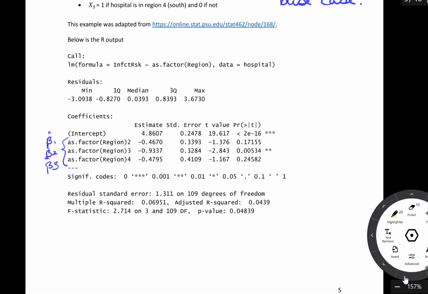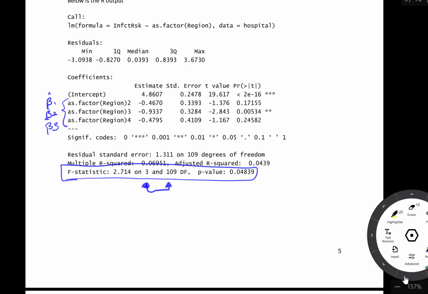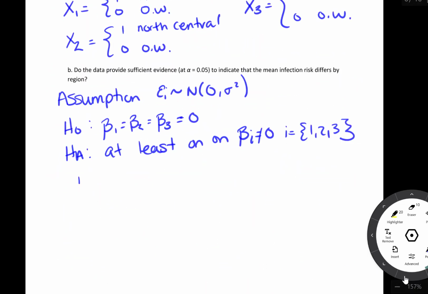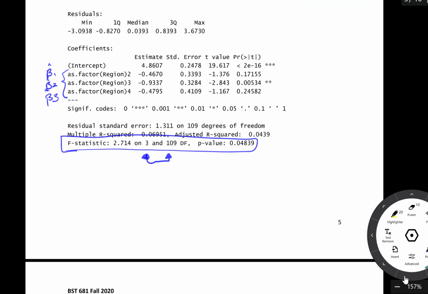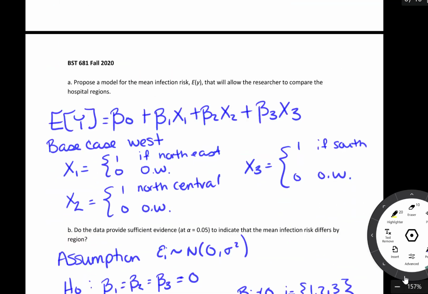So going up here to our output, remember in the R output, if we look for our F statistic, we find it right here with our p-value. Notice that the F statistic does give us our 2 different degrees of freedom. So in a publication, when giving your test statistic, you often do want to give both those degrees of freedom. But our F statistic in this case is 2.714. And then we also need our p-value. So notice our p-value is 0.048.